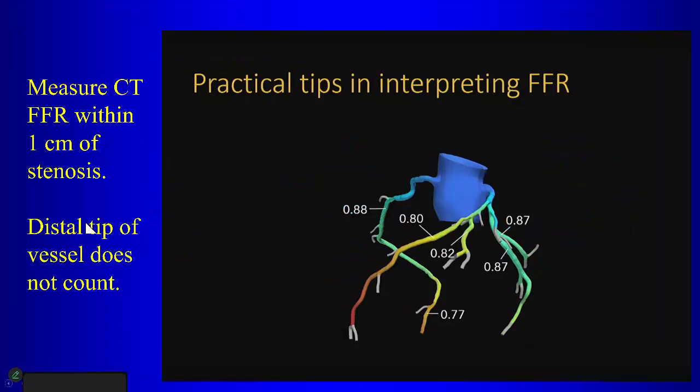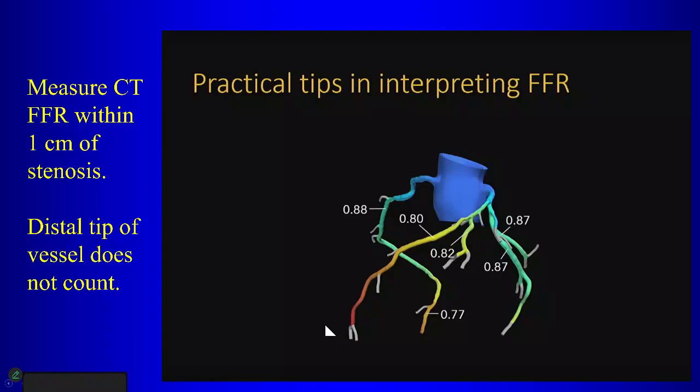Now, the important point when you're doing this is that you want to evaluate the fractional flow reserve within 1 centimeter of a stenosis. So you're not evaluating the whole vessel. What you're really doing is evaluating the stenosis. You look on your CT where the stenosis is, and you look at the fractional flow reserve of the vessel within 1 centimeter of that to determine if that stenosis is physiologically significant. So the distal tip of the vessel does not count. So this is how we apply this.